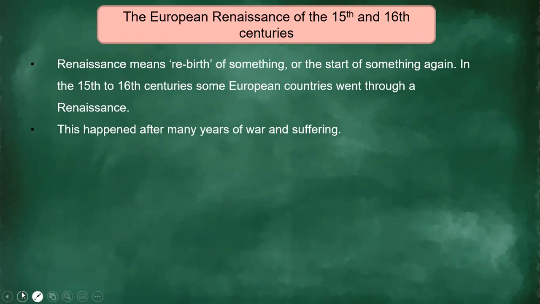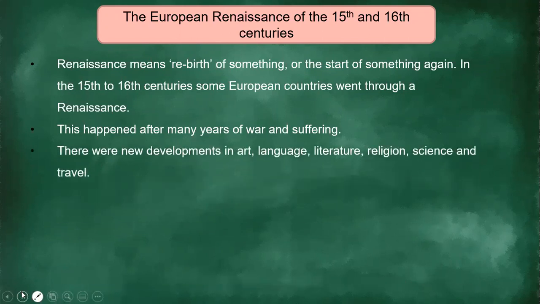This happened after many years of war and suffering. So the reason for a renaissance was fighting and being in wars for many years, so the people were suffering a lot. There were new developments in art, language, religion, science, and travel. So the Renaissance brought new development in art, literature, religion, science, and travel. So that was the change, okay?